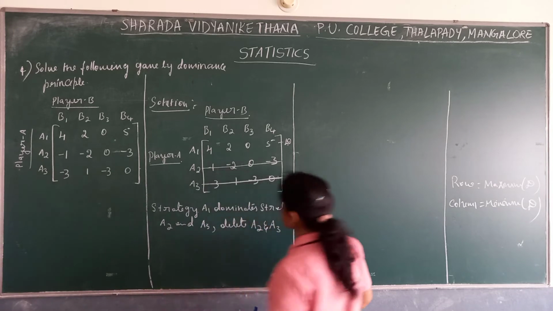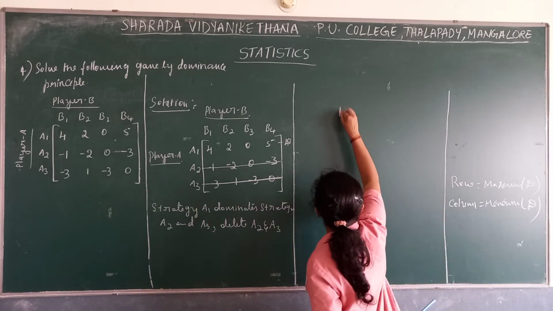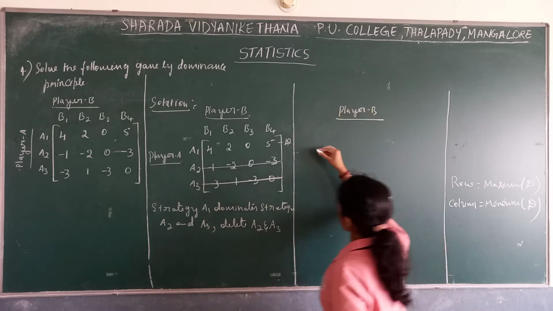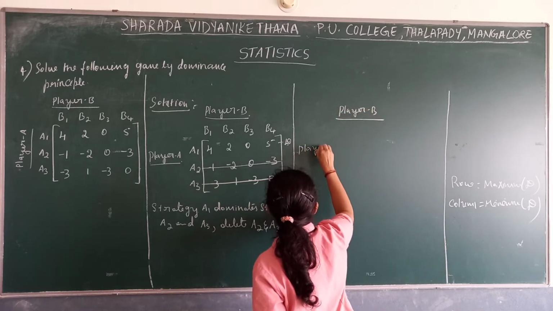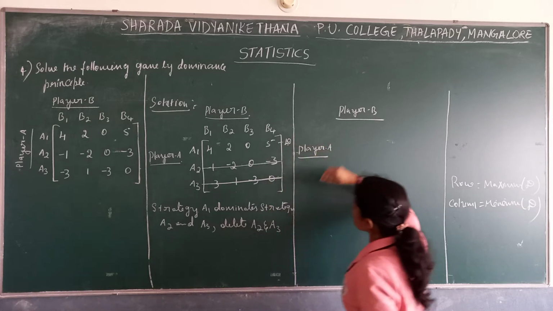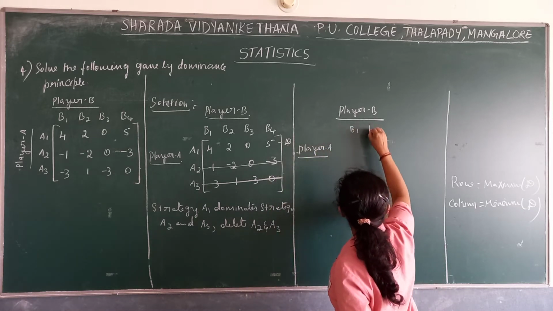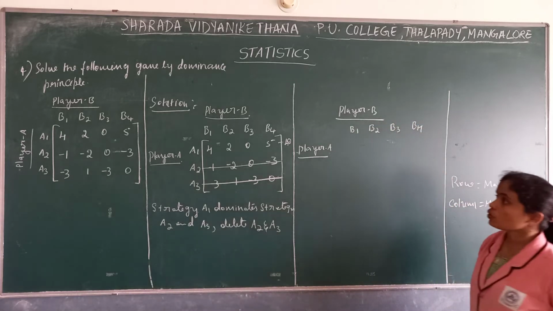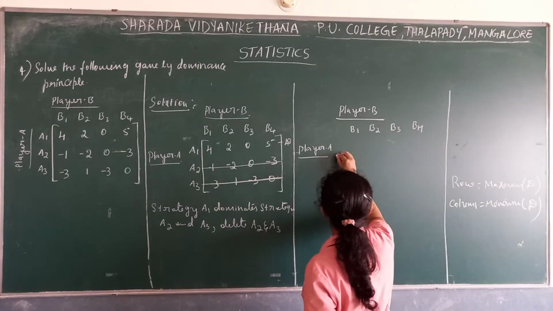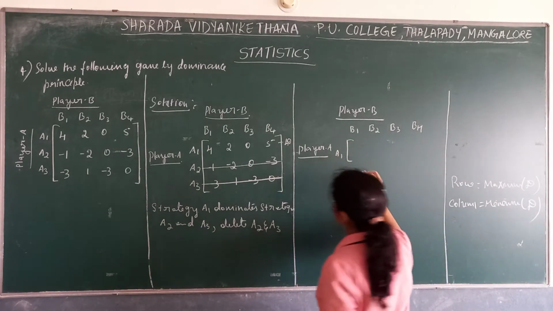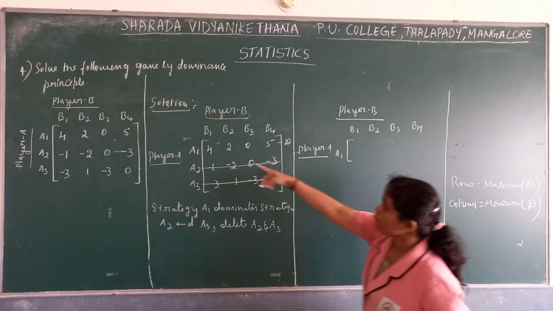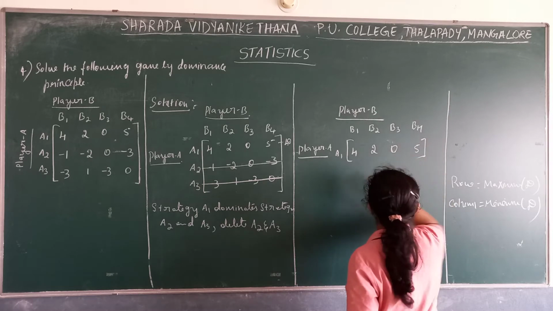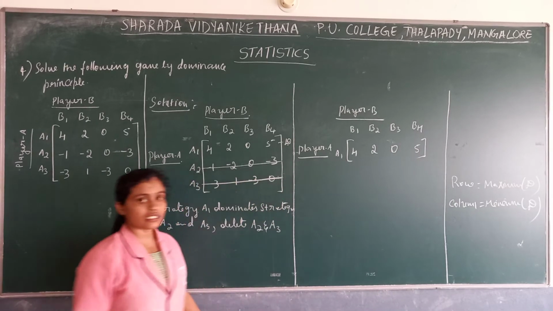Now we need to write the remaining values. Player B and player A. Here the strategies are B1, B2, B3, then B4. There remains only one strategy, that is A1. So the values are 4, 2, 0 and 5.